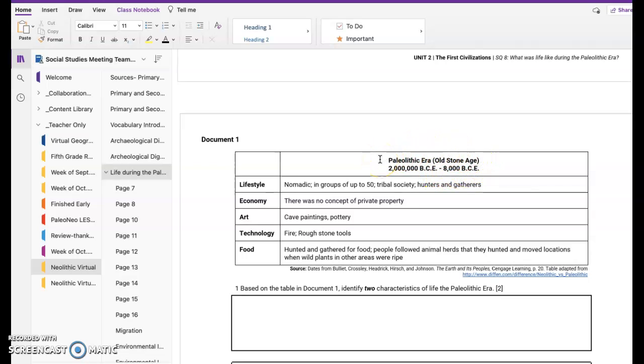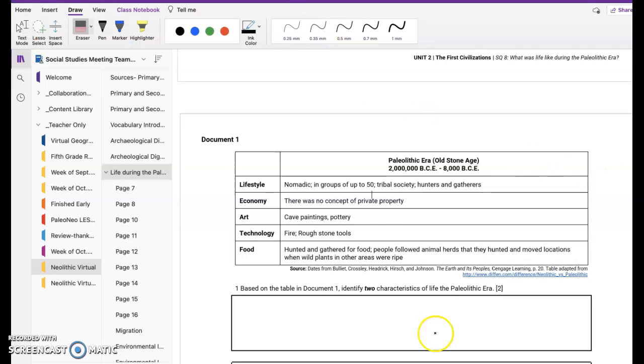Now, when reading a document, it is very important that you read all of the information, because when you're answering the questions that follow each document, the answers are found right in the document. So, also, I'm going to be underlining or highlighting any important information because that will help me answer my questions that follow. All right, so I think the Paleolithic Era, Old Stone Age, is important because that's our title.